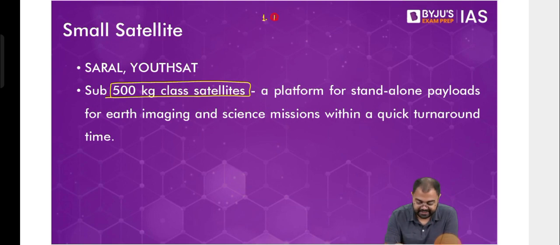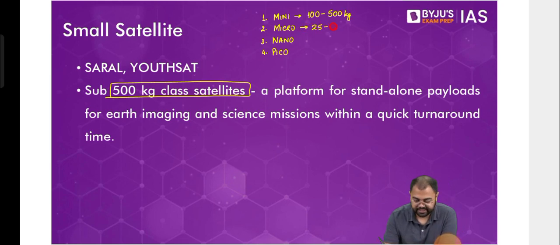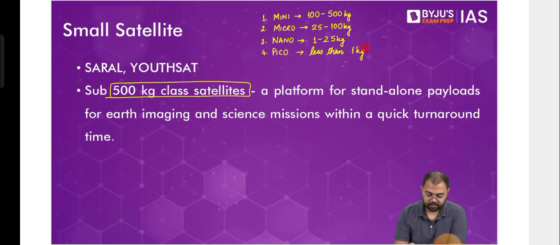There is something called a mini satellite. Then we have micro satellites. Then we have nano satellites. And then after that, we have pico satellites. So these are the 4 types of satellites which are called small satellites, where first we have mini satellites. Now, mini satellites have mass between 100 to 500 kg. Micro satellites are largely between 25 kg and up to 100 kg. Nano satellites generally are between 1 to 25 kg. And pico satellites are less than 1 kg. So this is how we determine these different types of satellites.